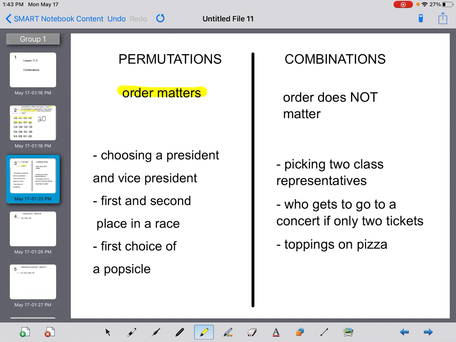So that's a scenario where order matters. Same if we're talking about first and second place in a race. Let's say we're running a race and Kieran ends up in first place. He can't end up in second place. Maybe Judah's in second place. So if we had Kieran and then Judah, that would be very different than having Judah and then Kieran, right? They would end up with different ribbons, say on field day.